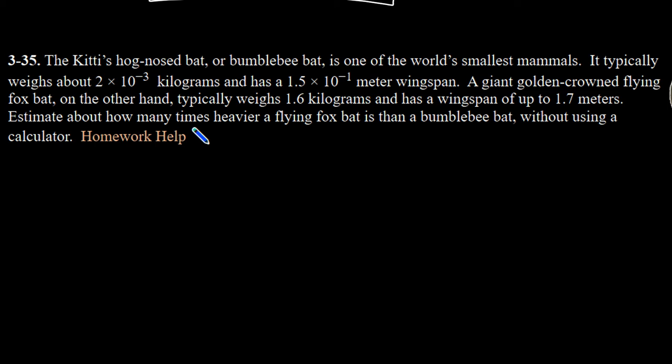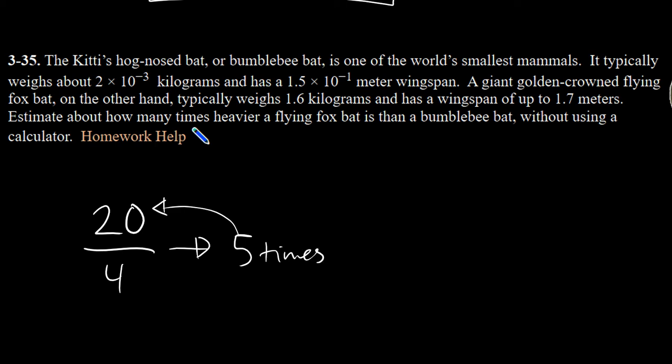Estimate how many times heavier the flying fox bat is than a bumblebee bat without using a calculator. Okay, so just conceptually, let's say that one of them was heavy and it was 20, and the other one was heavy but not as much, it was 4. Well, 20 divided by 4 would be 5. I would say that this number is 5 times heavier. So I'm going to follow that pattern and use that to guide the arithmetic. I'm going to take the weight of the flying fox bat, which is 1.6 kilograms, and divide that by the other one, which is 2 times 10 to the negative third kilograms.